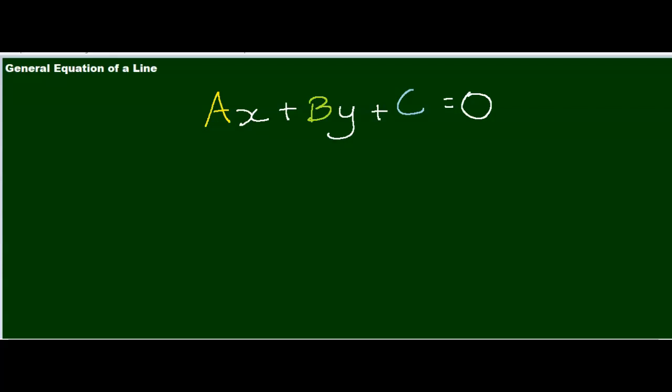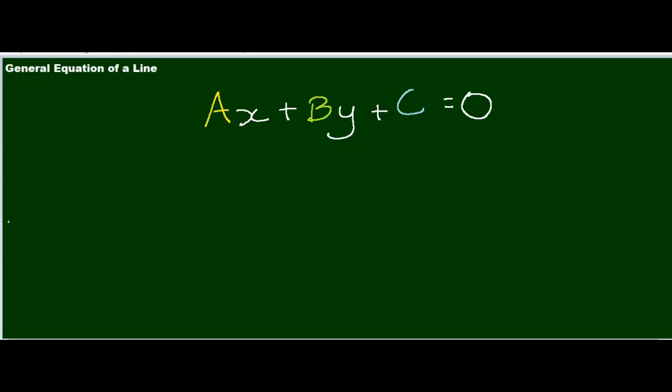Today I'm going to cover the general equation of a line. Now the general equation is not the most useful, so this is going to be a short video. In most cases you're going to use either the slope-intercept form or the point-slope form, with the slope-intercept form being the most popular and most useful.